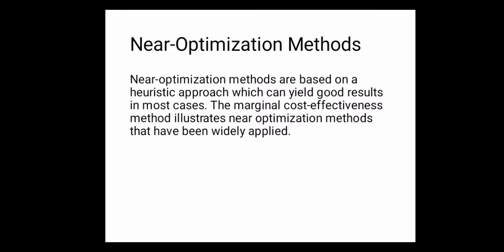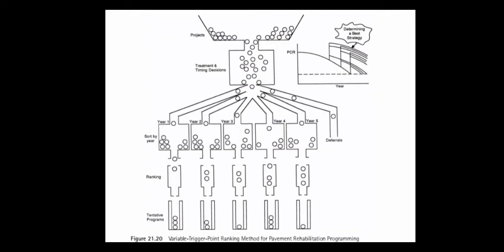Another one is the variable trigger point ranking. This is also based on economic analysis models to establish the type of treatment as well as the timing. The advantage of using this method is that timing and treatment selection decisions are made simultaneously instead of being treated as two distinct stages in a sequential process, as was the case with the previous method.